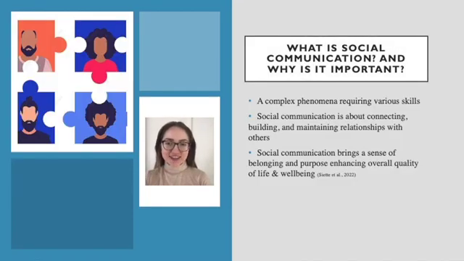Social communication is a complex phenomenon requiring a variety of skills such as verbal and non-verbal communication, pragmatics, language processing, and cognition. In simple words, social communication is about how we talk, listen, and interact with other people. It is how we share information, our feelings and thoughts. It is about understanding what other people are saying and feeling and responding appropriately. Ultimately, social communication is about connecting, building, and maintaining relationships with others.